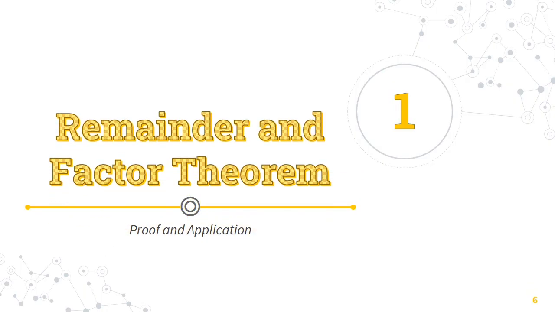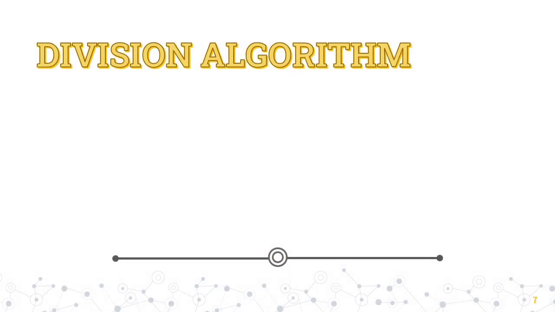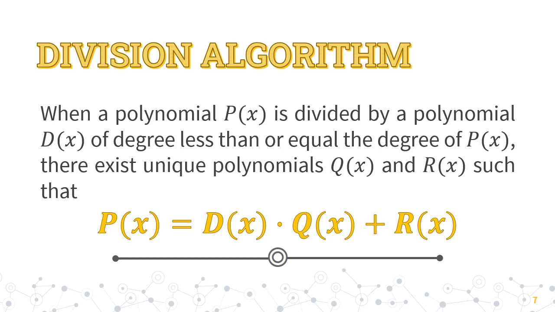So let's start with the remainder and factor theorem. Recall that in the division algorithm, when a polynomial p of x is divided by a polynomial d of x of degree less than or equal to the degree of the dividend, there exist unique polynomials q of x, the quotient, and r of x, the remainder, such that p of x is equal to d of x times q of x plus r of x.